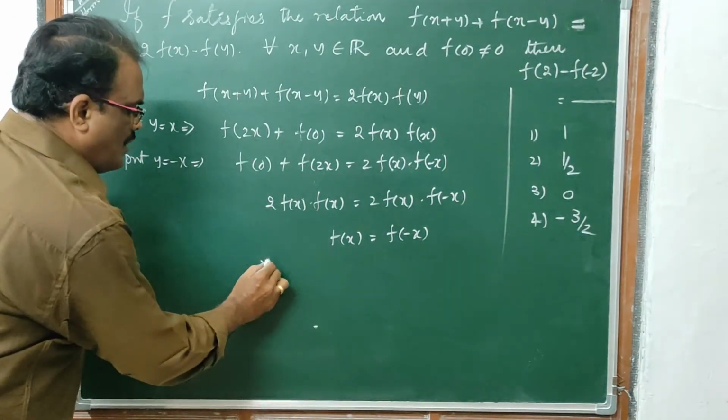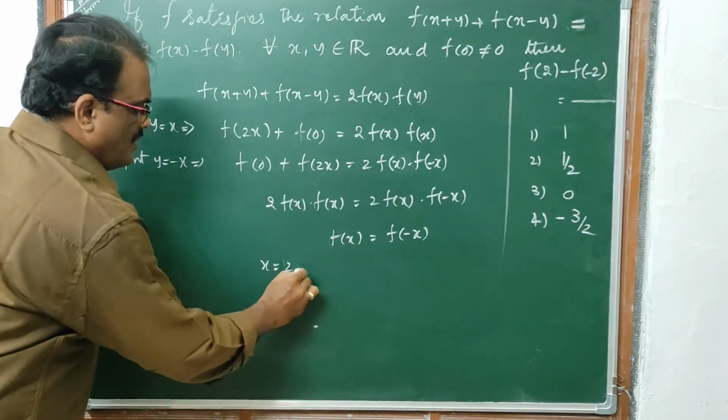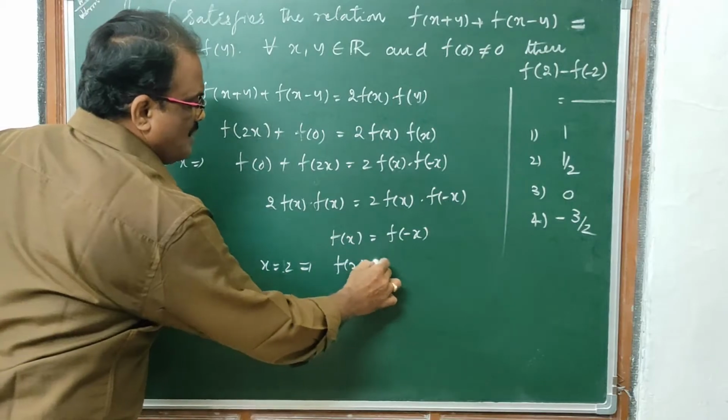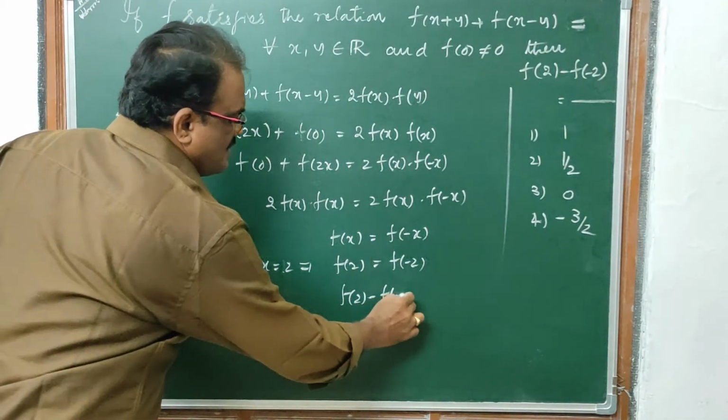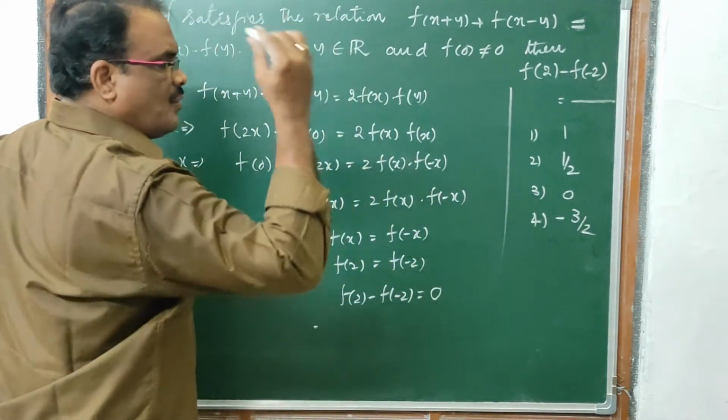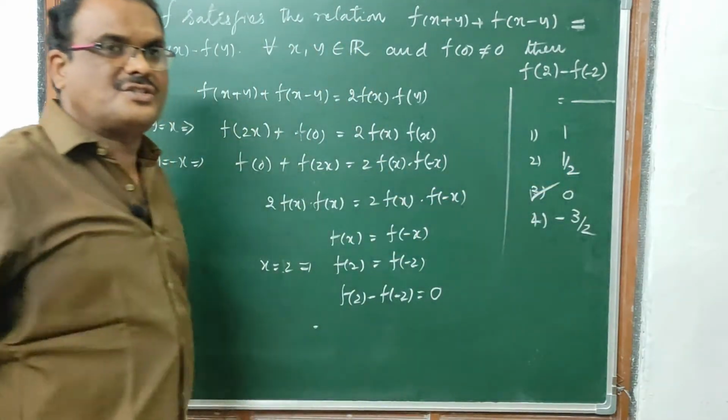Put x is equal to 2. Then what happens? f of 2 is equal to f of minus 2. f of 2 minus f of minus 2 will be what? 0. So your option is the third choice.